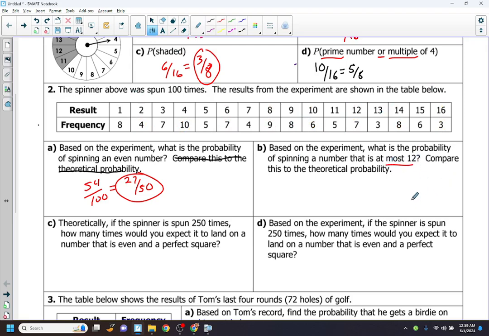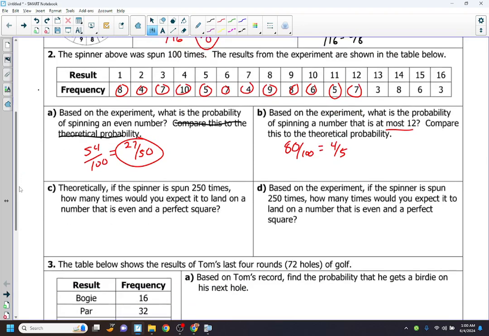So getting at most 12 means 12 or less. Since 12 is included in at most, I could actually have 12, so 12 is included. So these are the numbers I'm adding together: everything 12 and below. In this case, it's going to be 80 over 100, which reduces to 4 over 5. Again, you do not need to compare.